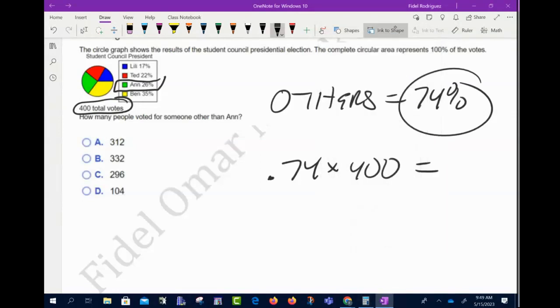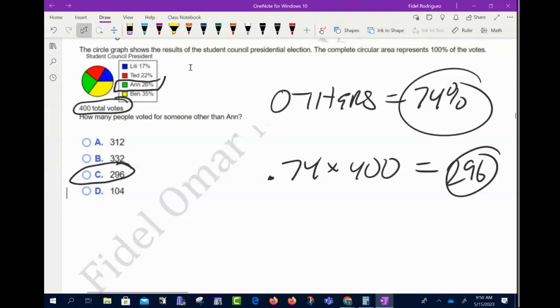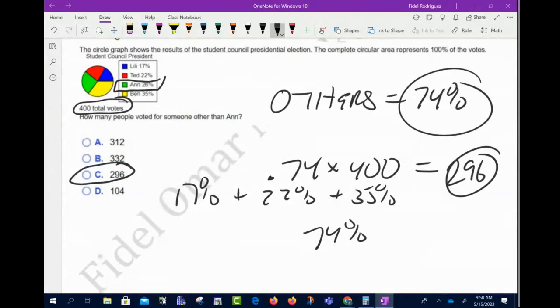296. Is that one of my answers? Yes, ma'am. So how come when we added the total of 17 and 35, we didn't put the decimal? So remember, all I'm doing is adding those percentages. I'm saying, look, what's 17% plus 22% plus 35%? And that gave us what? 74%. And then we said, look, how do I change that to a decimal? We can try this 0.74. You don't have to individually do it.